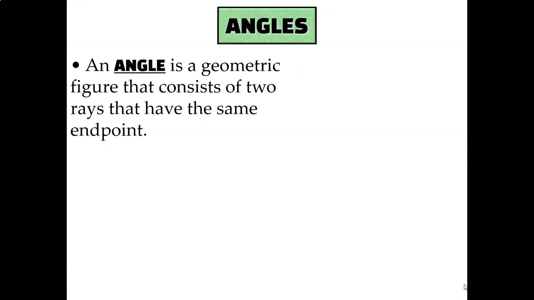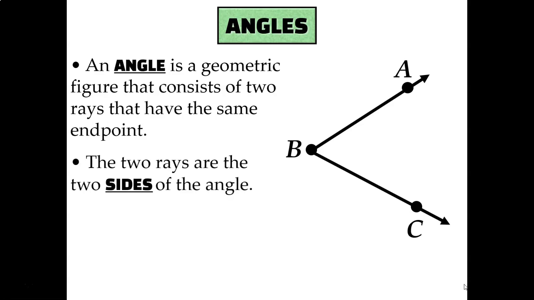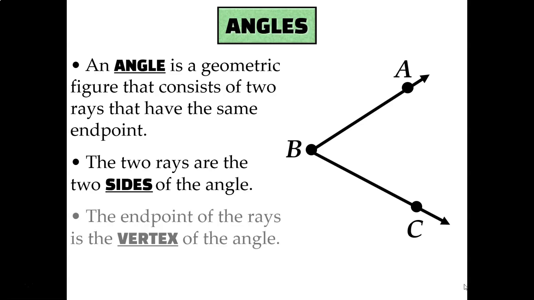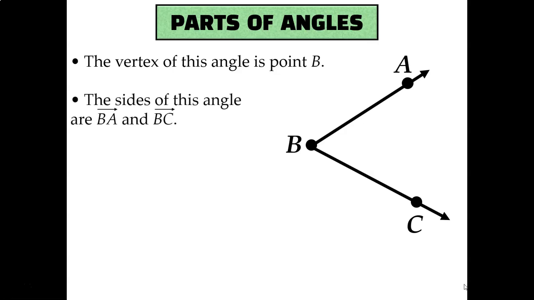Let's talk about angles. An angle is a geometric figure that consists of two rays that have the same endpoint. So I could take this ray, BA, and this ray, BC, and stick them together, and that makes an angle. It's just two rays that share an endpoint. The two rays are called the sides of the angle, and the endpoint that they share is called the vertex. So the vertex for this angle is point B, because that's the endpoint that both rays share. And the sides of this angle are ray BA and ray BC.